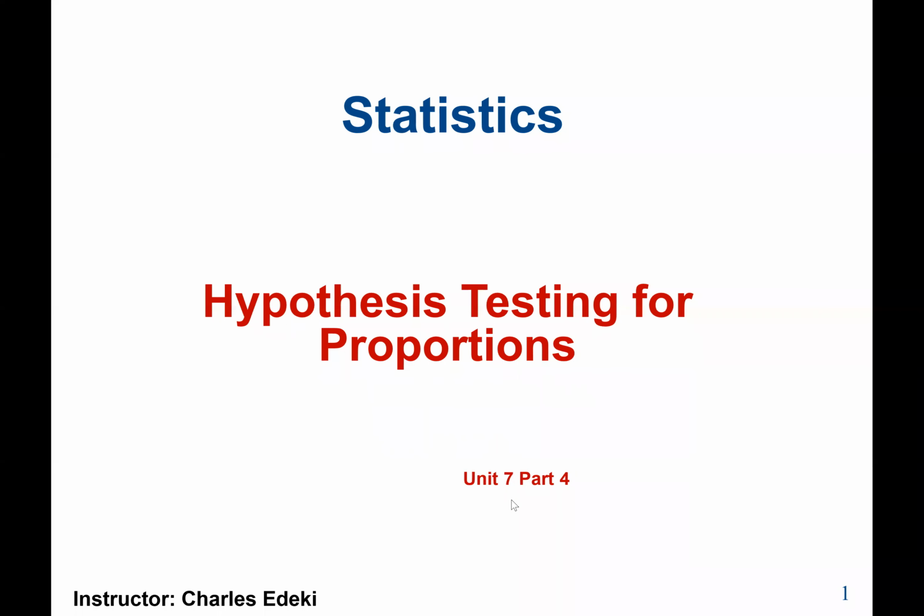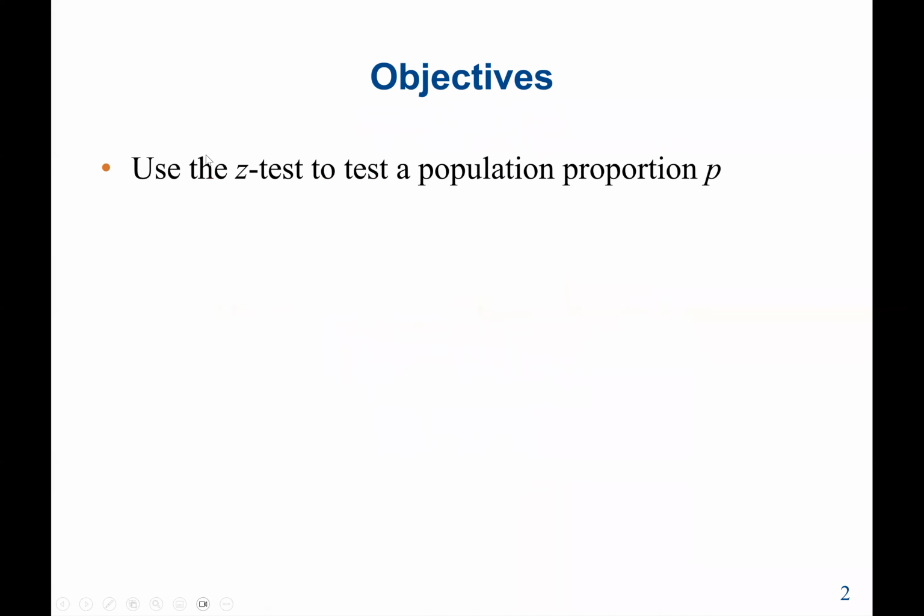Again, welcome back to Unit 7, Part 4 lectures. In these lectures, we are going to cover hypothesis testing for proportions. So our main objective is to use the z-test to test the population proportion P.